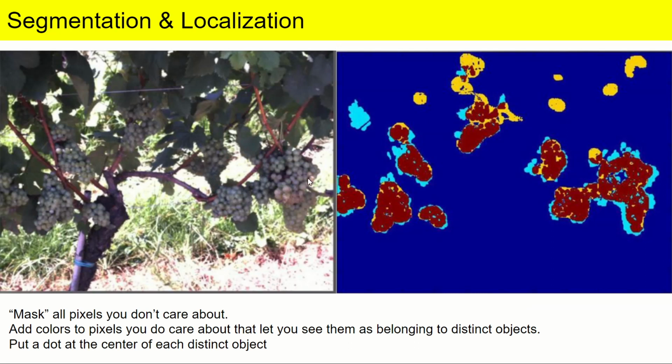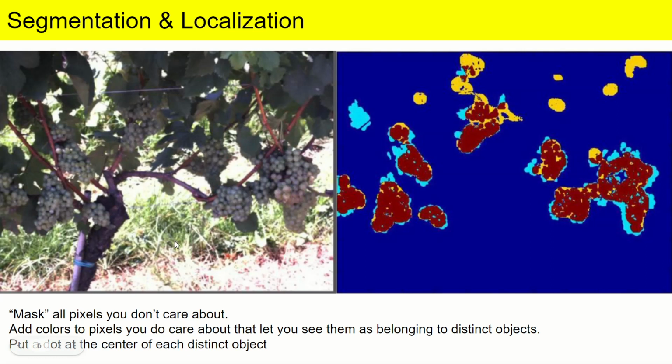Okay, so let's talk about segmentation and localization. I got this from, I think, a college level student project where they were trying to automatically locate grapes in an image as, for example, part of a robot picker. So segmentation refers to masking all the pixels you don't care about. Masking just means turning them a background color.